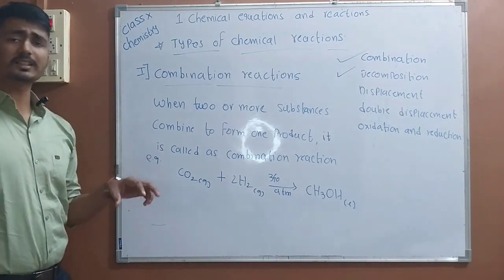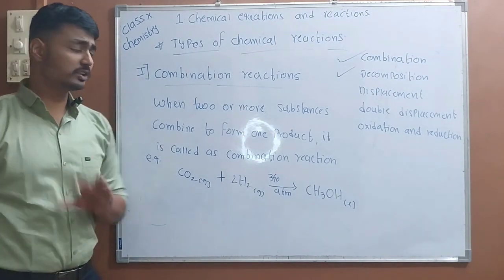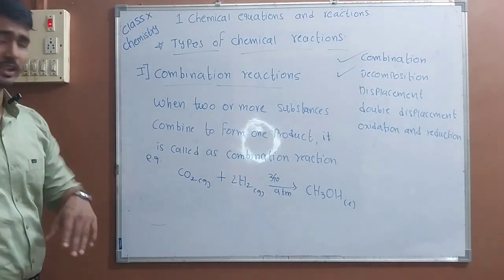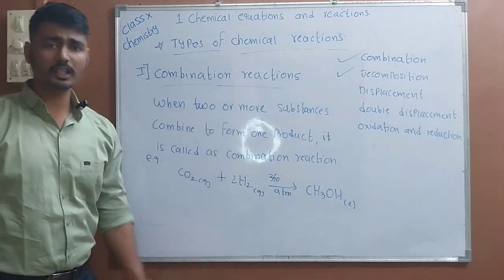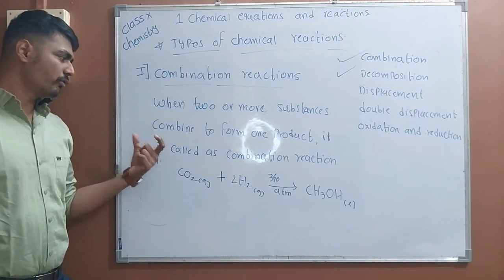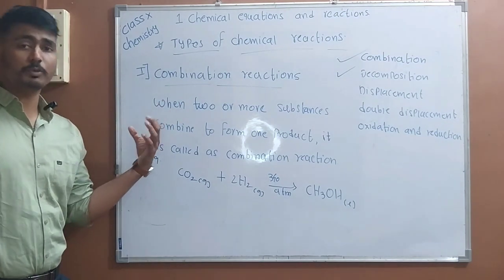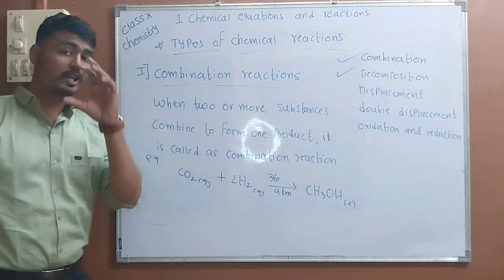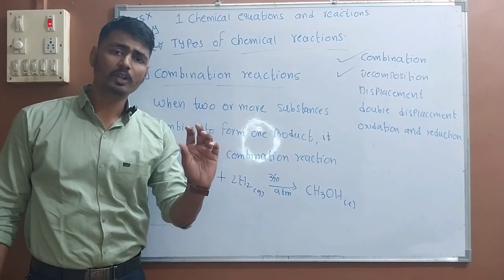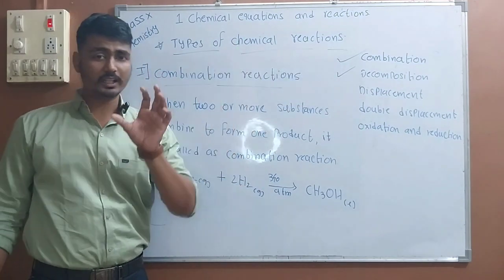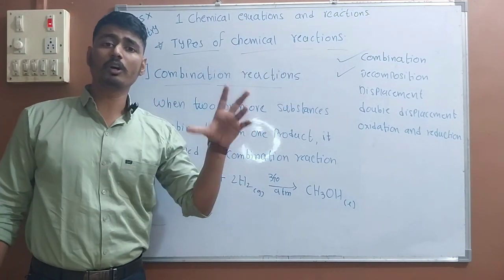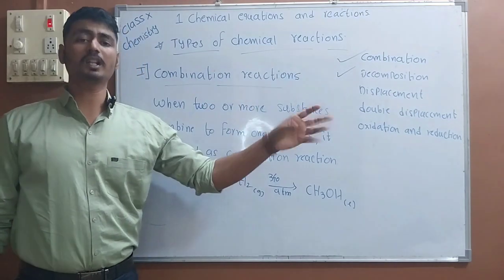We can say that it is the opposite of the combination reaction. What was happening in combination reactions? Two or more reactants were forming one product. Now in decomposition, one reactant will form two or more products or simpler compounds.